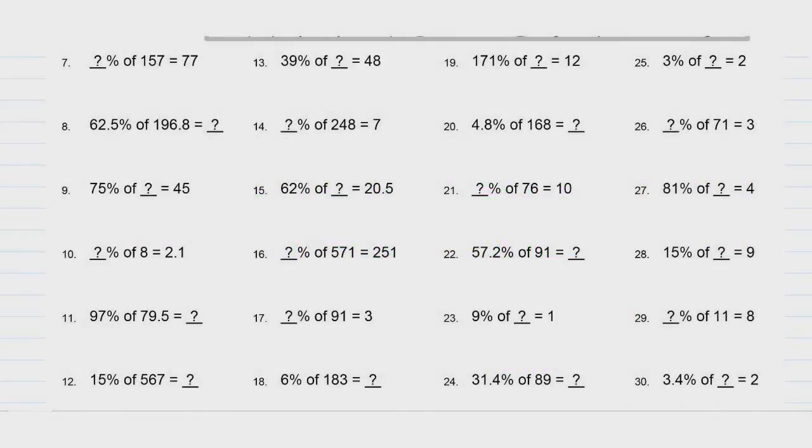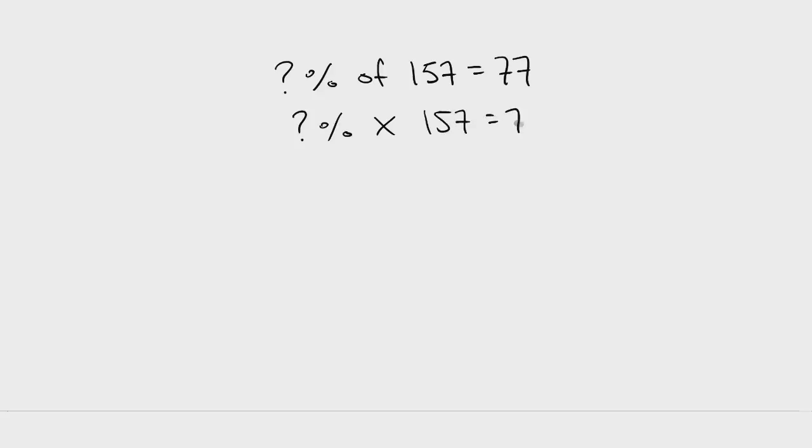Welcome back. You were supposed to do problems 7, 8, 9, 10, 11, and 12. Problem number 7. It's an unknown percent of 157 equals 77. Well, we have an unknown percent of is times 157 equals 77. Well, we can't multiply because we're missing this piece. We're going to go the opposite direction, which is division. I'm just going to write this as 77 divided by 157 equals an unknown percent.